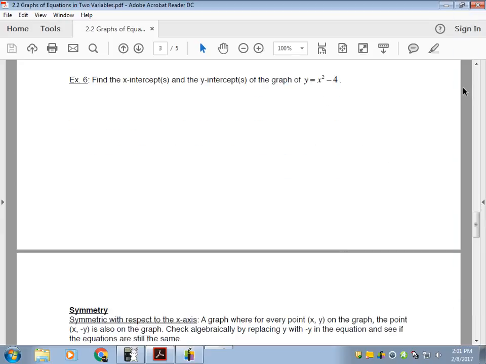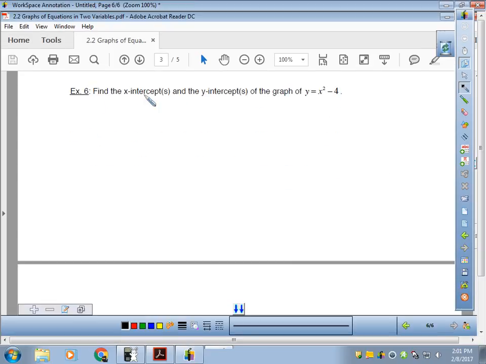Algebraically, it's a little bit different. To find x-intercepts, we have to make the y be 0. And to find y-intercepts, we have to make the x be 0. So let's start by finding our x-intercepts. To do this, we're going to make the y value be 0. So we're going to fill 0 in for the y right here.